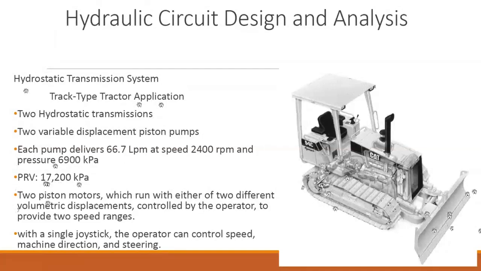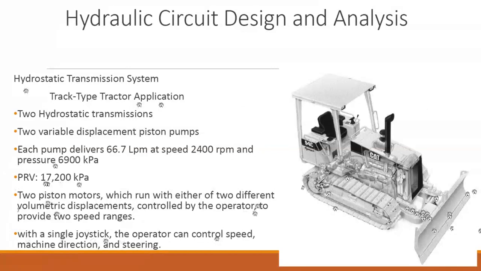Two piston motors. Okay, so the piston motors are used here because the motion is linear. In that case, when the oil comes here, it goes to the hydraulic cylinder, or you can use some sort of piston motors over here as well. Or maybe the piston motors are here and the hydraulic cylinder is here. So two piston motors, one here and one on the other side, which run with either of two different volumetric displacements controlled by the operator to provide two speed ranges.